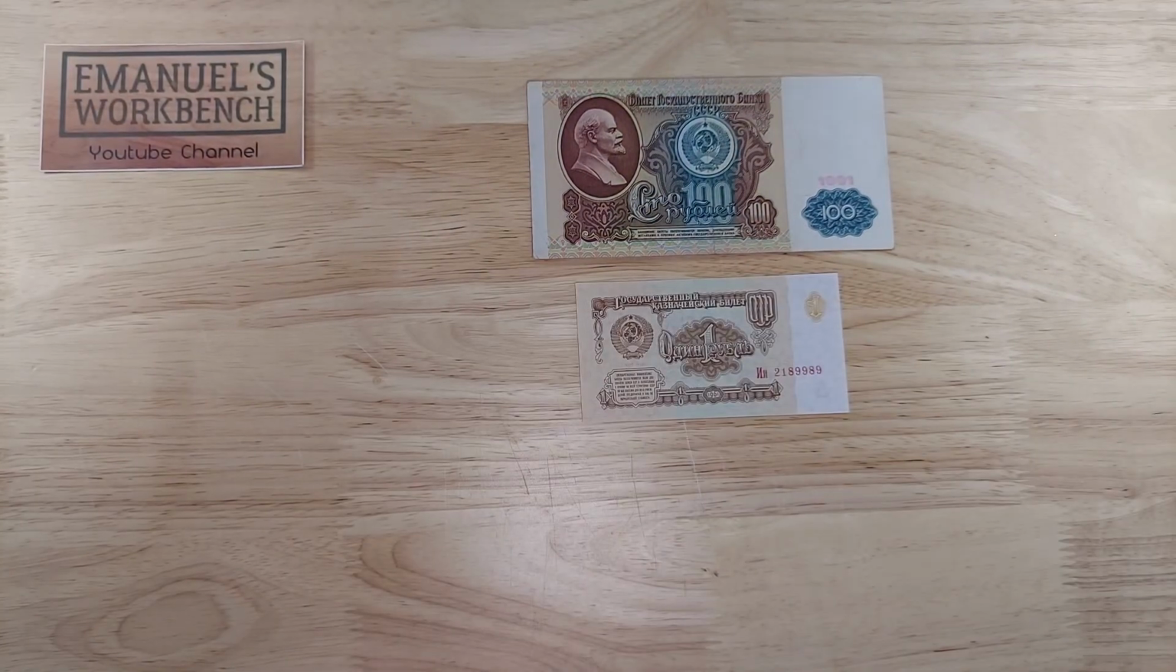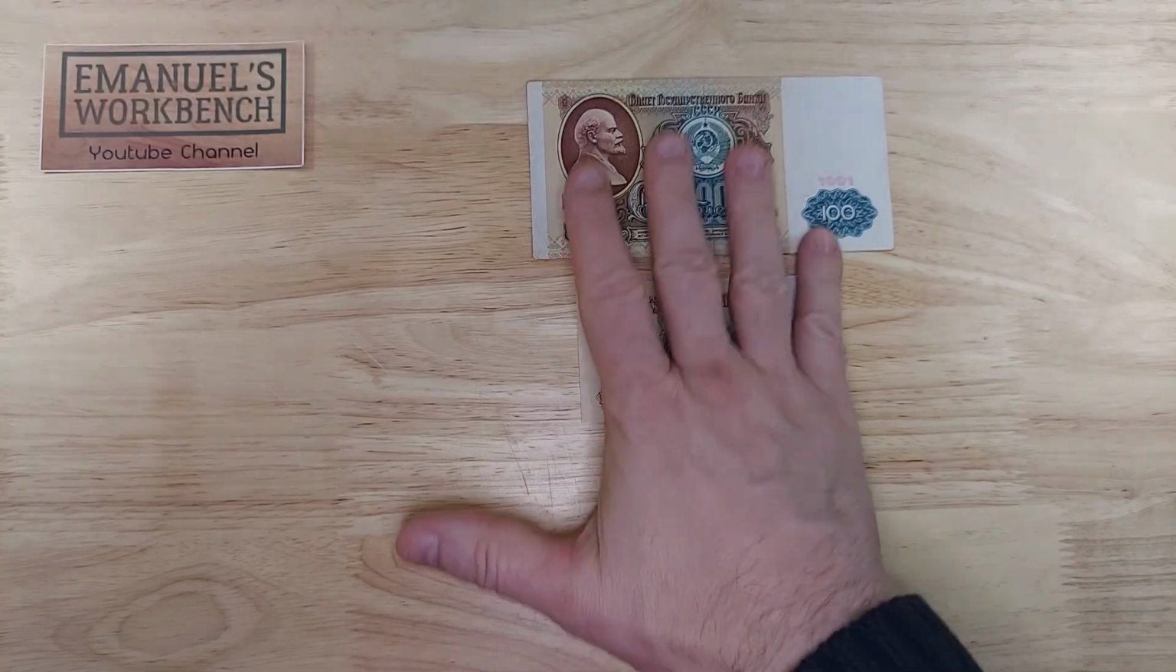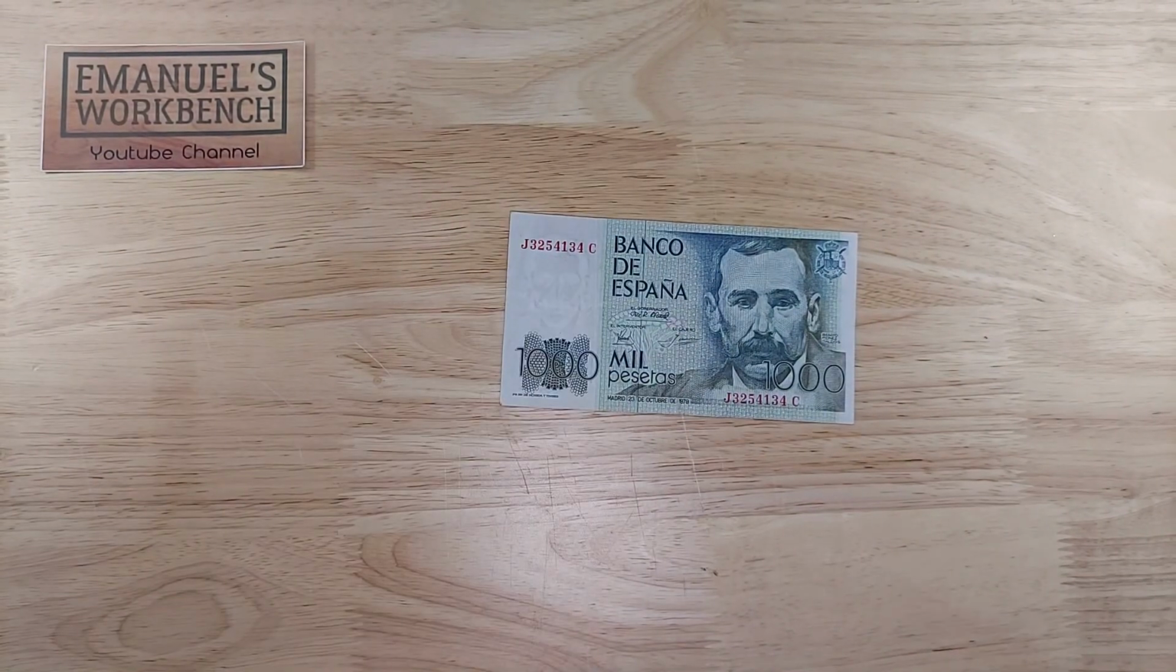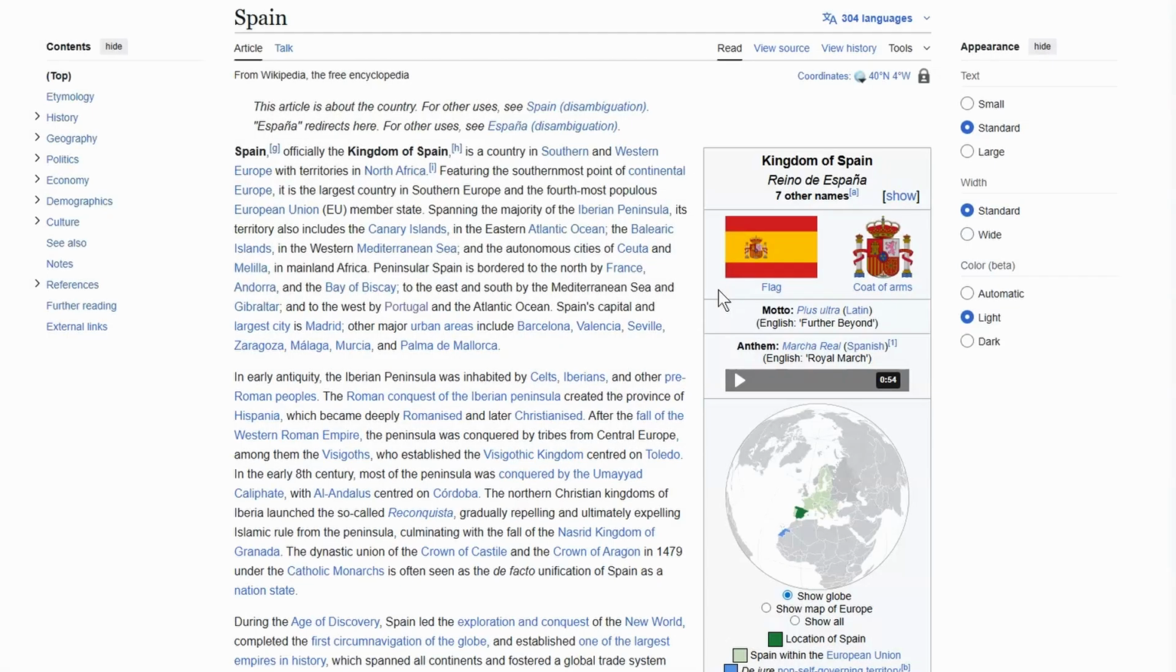From the Soviet Union, we go to a country that exists today. We are going to Spain. Let's go check out the country profile. Spain, or the Kingdom of Spain, is a country in southwest Europe, occupying most of the Iberian Peninsula.